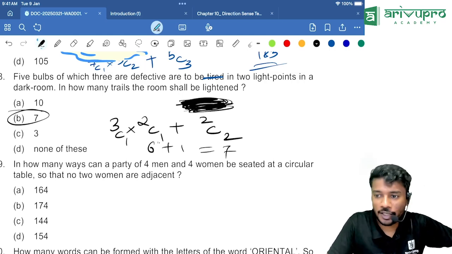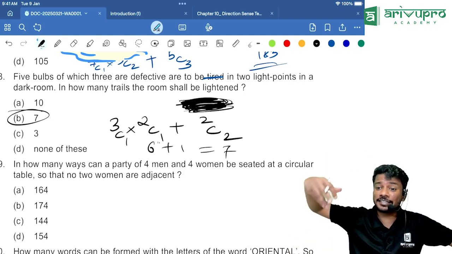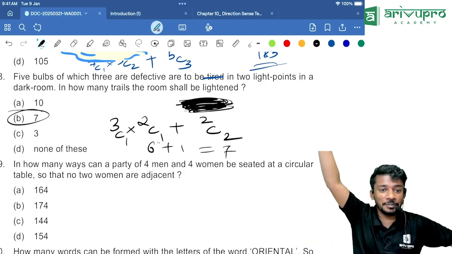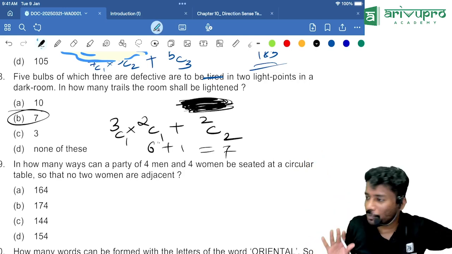I think you guys understood it. Whenever you see questions like this, think about hitting a target. Do you remember the probability thing which I taught you? The same concept you can use in combination also.